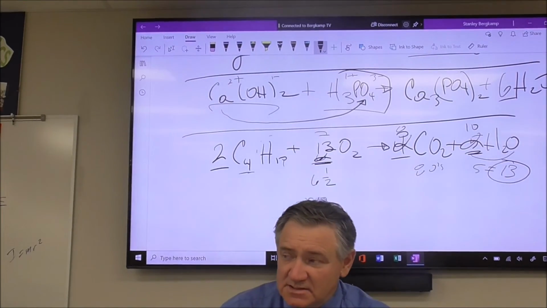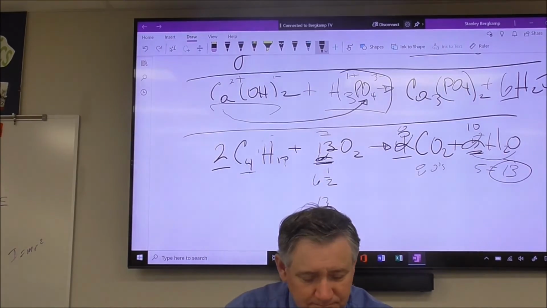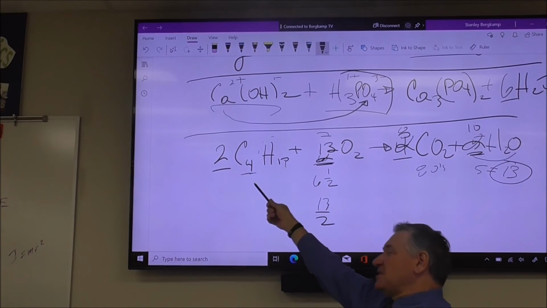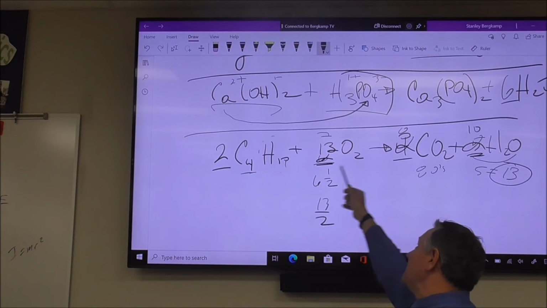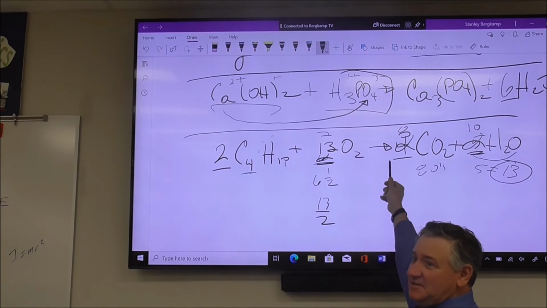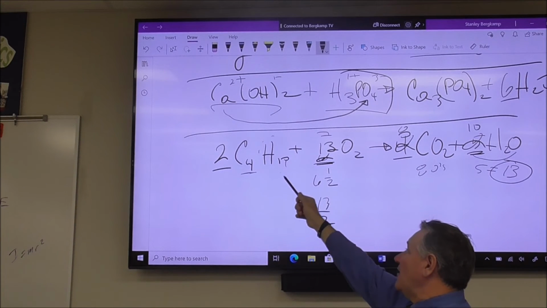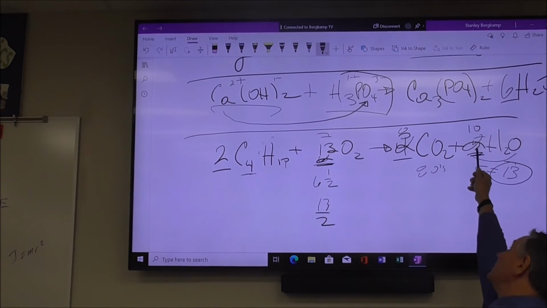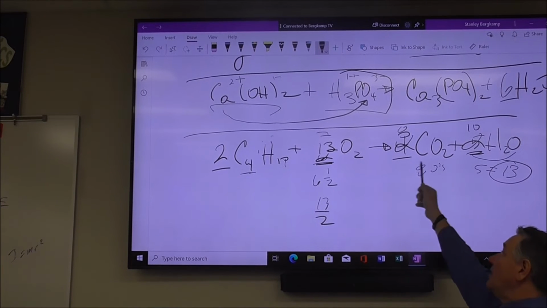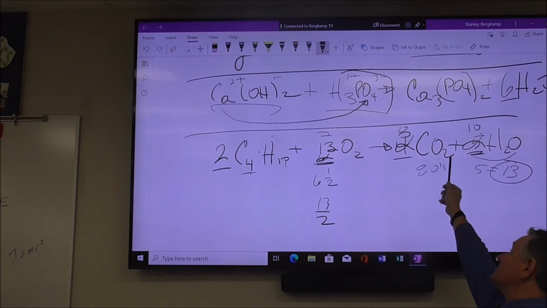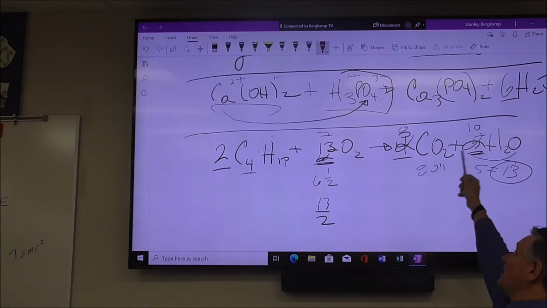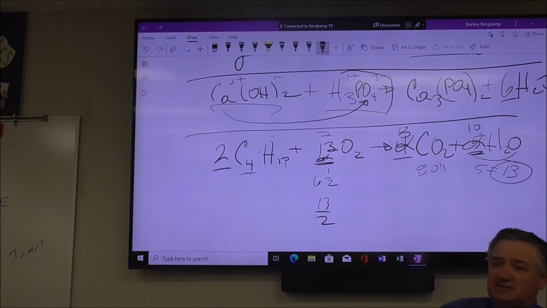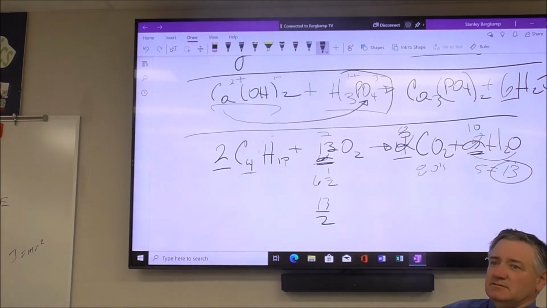Now, is everything still balanced? Okay. How many carbons do I have over there? 8. How many do I have over here? 8. That's kind of cool. Now, I've got 20 hydrogens over here. I've got 20 hydrogens over here. I've got 16 plus 10, 26 oxygens over here. 13 times 2, I got 26 oxygens over there. It's balanced.